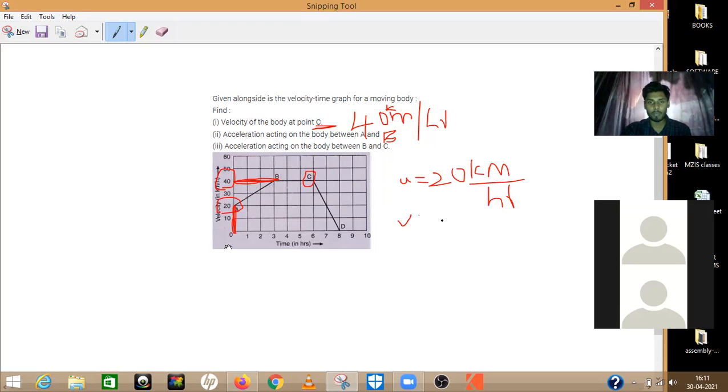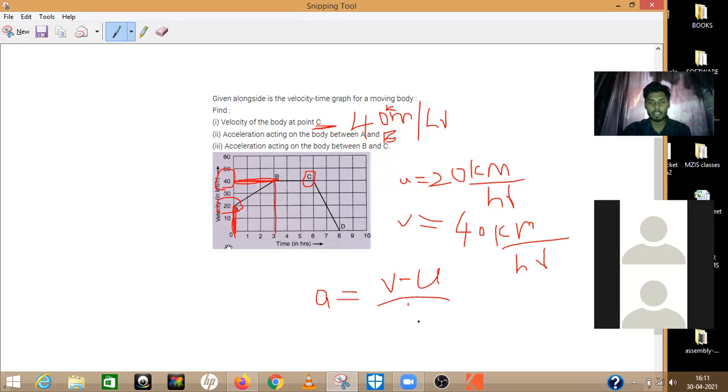And what is the V? V is 40 kilometer per hour. So what is the time period? 3 hours, sir. 3 minus 0, it is 3 hours. Now what is the acceleration formula? Acceleration is equal to final velocity minus initial velocity divided by time period, t, which is equal to 40 minus 20 divided by 3. Solve it, all of you, which is equal to 20 divided by 3.